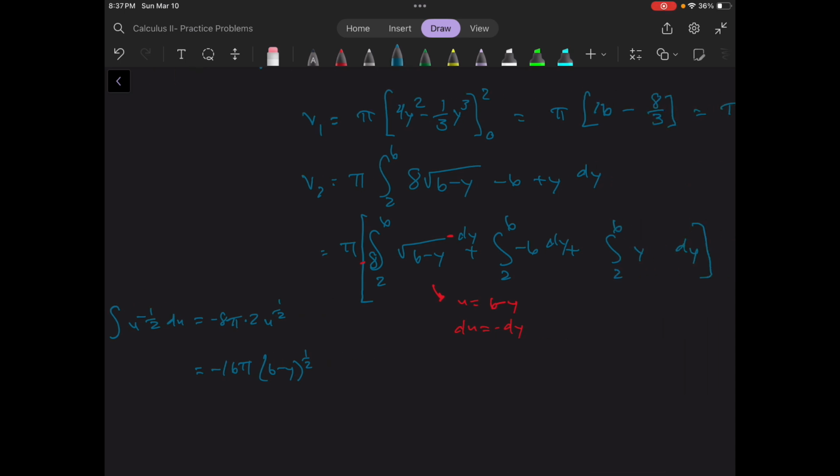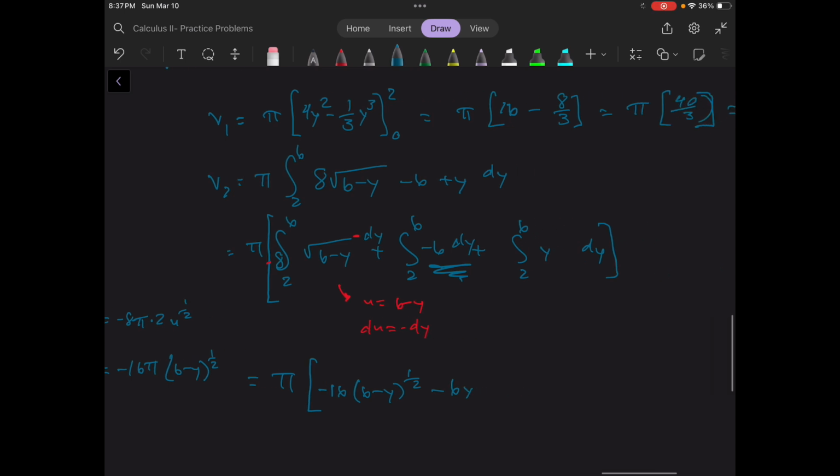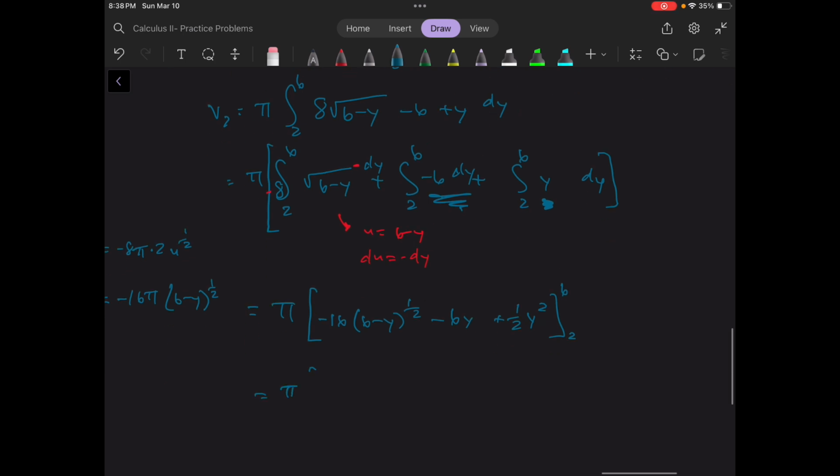Okay, so let's clean it up. We have the pi. We said that that integral was going to turn into negative 16 times 6 minus y to the 1/2. Then we had this integral right here. When you integrate negative 6, you get negative 6y. Finally, we have this integral, which would leave us with a positive 1/2 y squared, evaluating that between 6 and 2.